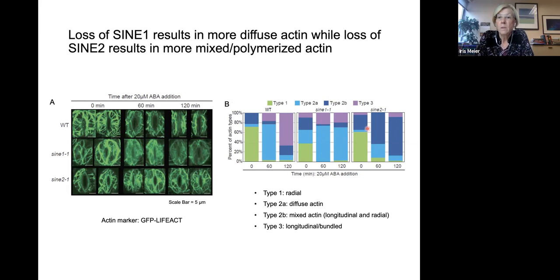And the SINE2 mutant does something altogether different. SINE2 mutants reach this disorganized state. So you can clearly see in the panel here that this never becomes diffuse and actin never properly depolymerizes. So it reaches a disorganized state, already starts less radial than wild type, and then remains in this disorganized state. So SINE1 has a problem with repolymerizing its filaments, and SINE2 has a problem with originally depolymerizing its filaments. That's how we interpret these data.